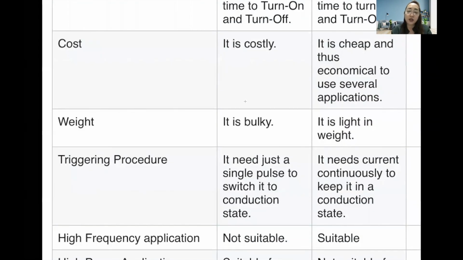In terms of triggering procedures, a thyristor needs just a single pulse to switch it to a conduction state, while transistors need current continuously to keep them in a conduction state. That's why I mentioned before that thyristors need a triggering device. Once you trigger it, it will continuously conduct. While in transistors, you need to continuously apply the current for it to remain in the conduction state.